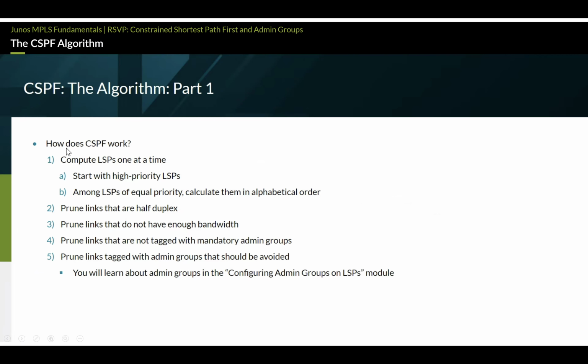The algorithm. How does CSPF work? Compute LSPs one at a time. Prune links that are half duplex, prune links that do not have enough bandwidth, prune links that are not tagged with mandatory admin groups, prune links tagged with admin groups that should be avoided. There are multiple options when we configure CSPF. We have to consider this.